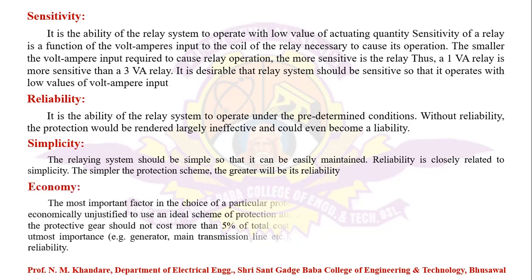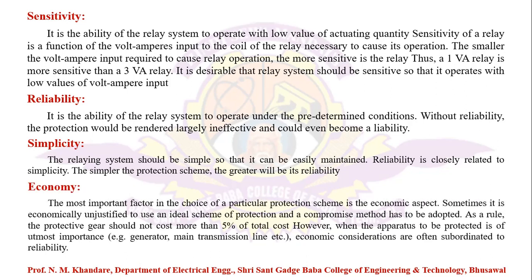Next, the last parameter is the economy. Economy is the most important factor of every system. That means whatever protection scheme we provide must have the least cost compared to the total system. We always consider that the total cost of the protection system must be at most 5% of the cost of the power system. So these are some important factors, as well as backup protection, that we discuss here.